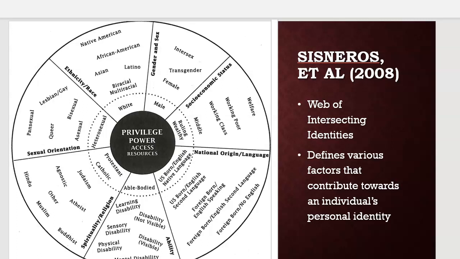This is for discussion purposes. We may not agree with ranking or the way these are depicted. We can actually probably think of additional factors that we might want to discuss in our class discussion. But this gives us a starting point to think about intersectional identities.